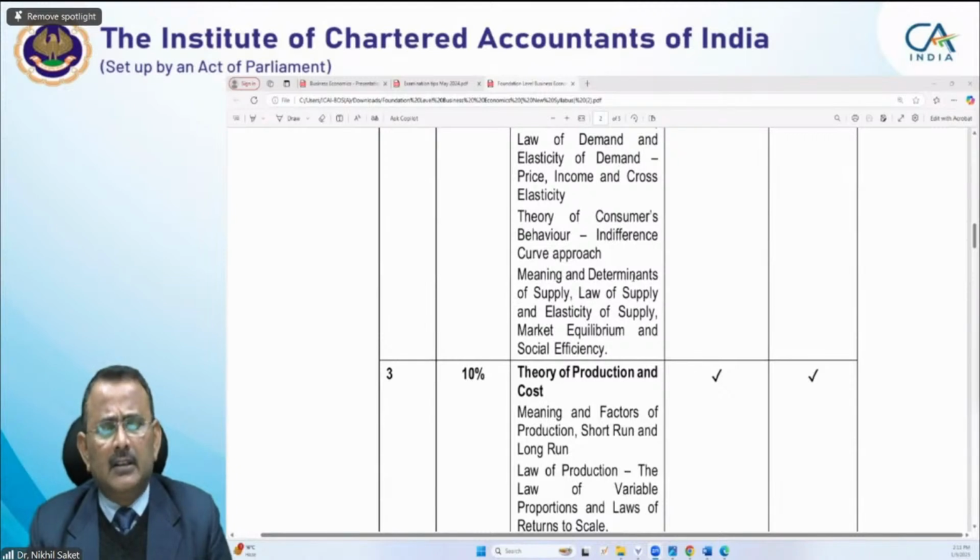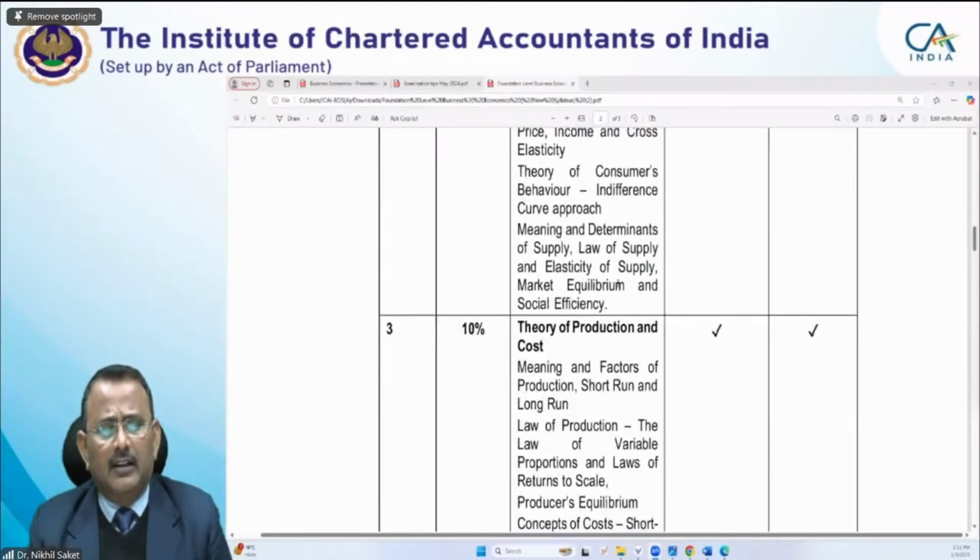The third unit is the theory of production and cost. Now, the point is, here also the meaning, the different factors, the long term and the short run phenomena, law of production of variable proportions, law of return to scale, producer equilibrium. Here again, questions are asked, particularly what is the important distinction between law of variable proportion and law of return. What is long run? What is short run? What is cobweb theorem? The different factors that are important in production.